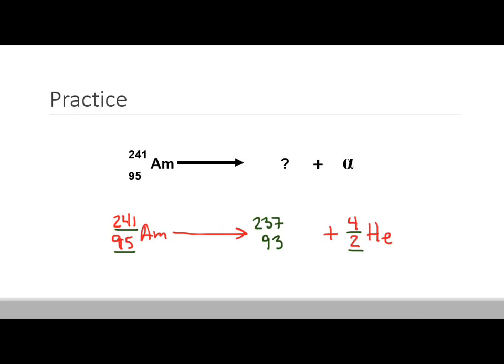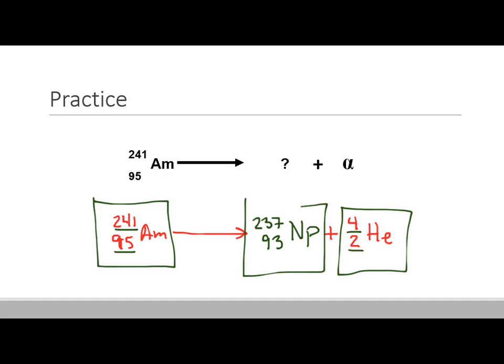So now I need to actually figure out what that mystery element is. Well, I pull out my periodic table and I'm going to look for element number 93. So what's element number 93 on the periodic table? Neptunium, named after the god of the sea, right? So what's happening here is my americium is radioactively decaying, giving off an alpha particle, and turning into Neptunium. So that is a balanced radioactive equation, or a radioactive reaction, right?